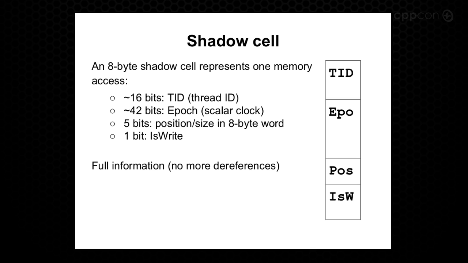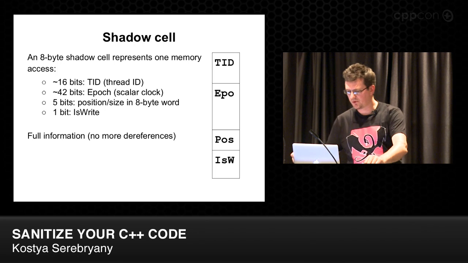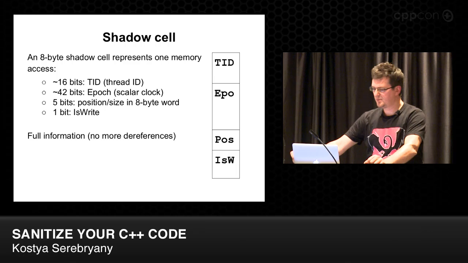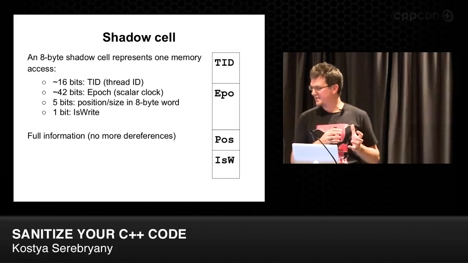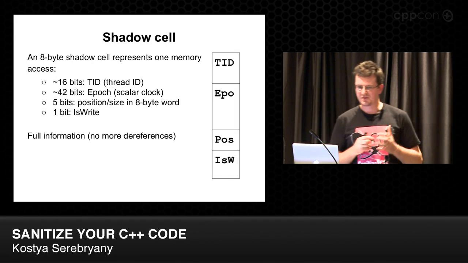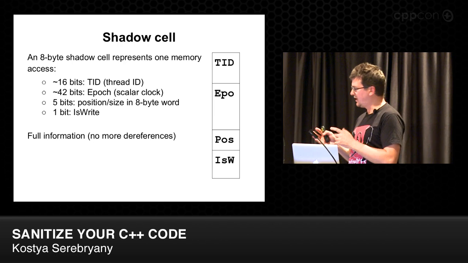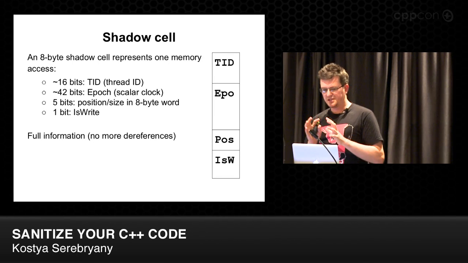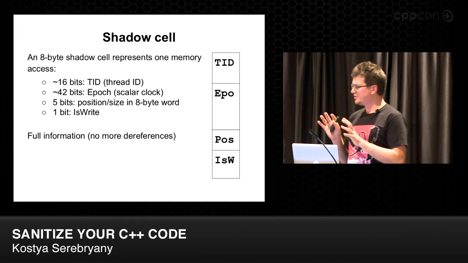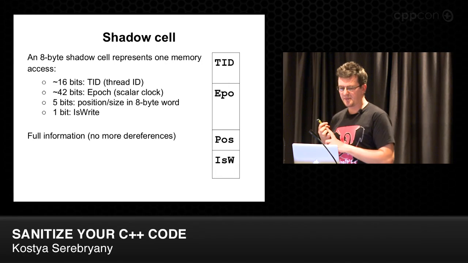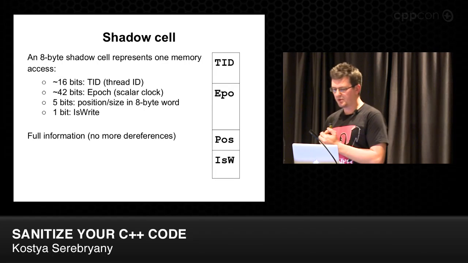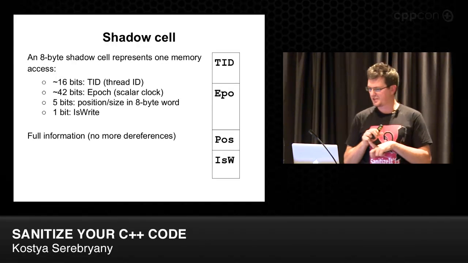in that shadow region? First of all, let me define what we call a shadow cell. A shadow cell is an 8-byte word which represents one memory access that has happened in the past. And as like half of the speakers at this conference mentioned, indirection is bad. And here you see we do not have any indirection. So this 8-byte word is complete information, all you need to know about one particular memory access in the past. It is thread ID, like 16 bits or something. It is scalar clock, which is the huge thing, about 40 bits. Then there is a 5-bit position and size within the 8-byte word of the application. And then there is 1 bit for whether it was a read or write.